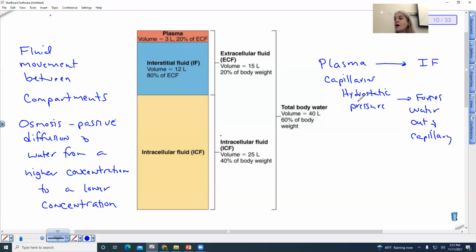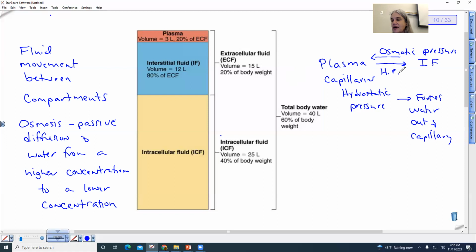That pressure. So when we talk about going the opposite way, so this is being forced out, the IF, the fluid surrounding your cells, can also be taken back up at the other end of the capillary. And this has to do with osmotic pressure. This is osmotic pressure, which works against hydrostatic pressure. So that is the exchange between them.